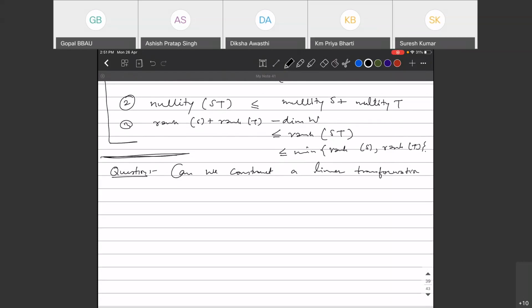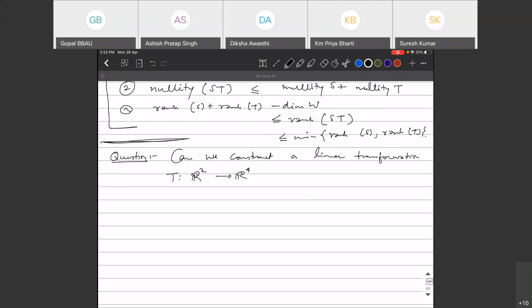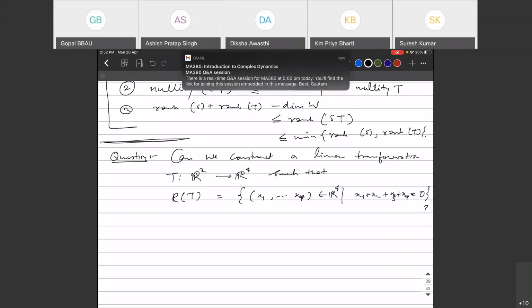Can we construct a linear transformation T from R2 to R4 such that the range of T is given by a hyperplane? So this is a hyperplane. So what can you say?